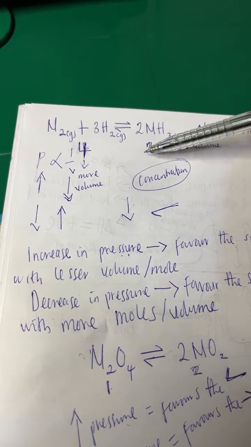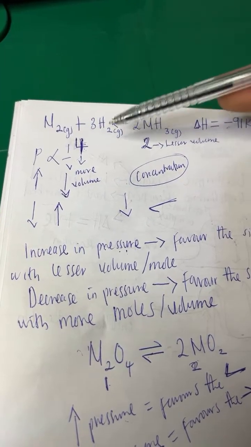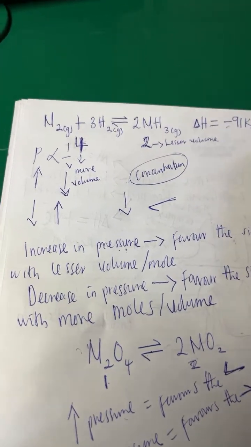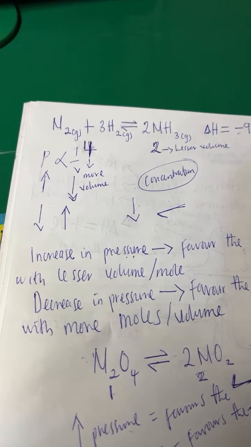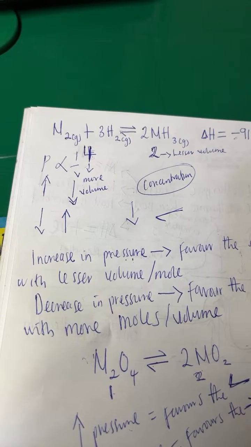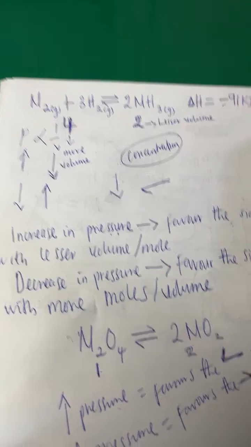This side has lesser concentration. If you want to know the concentration, just check the moles. Know that the formula for concentration is mole over volume. So the side with more moles is the side with more concentration.